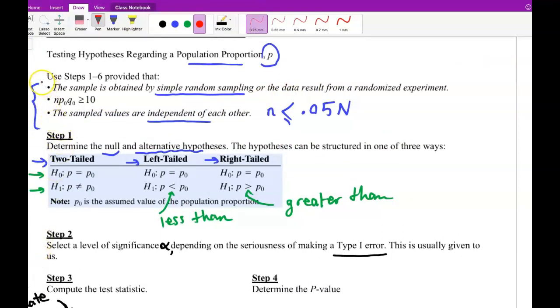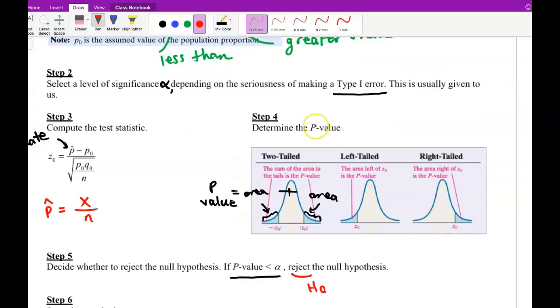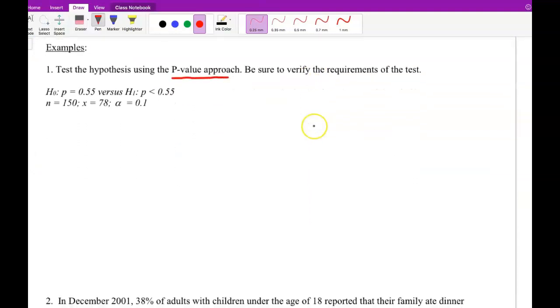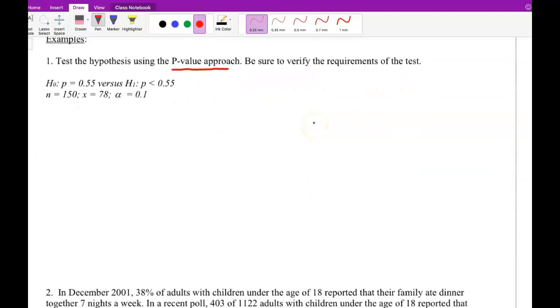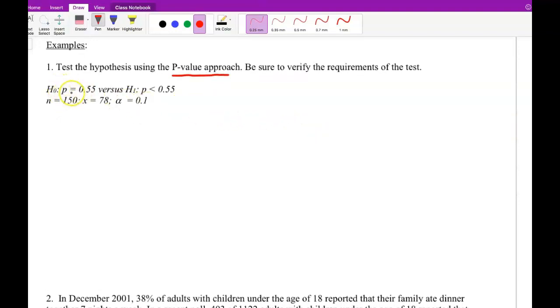So first, we should verify this part. We should have a simple random sample, n times p times q greater than or equal to 10, and the sample size less than or equal to 5% of the population size. So in this example, the null is that the population proportion is equal to 0.55, and the alternative is that the population proportion is less than 0.55. And n is 150, x is 78, and alpha is 0.1.